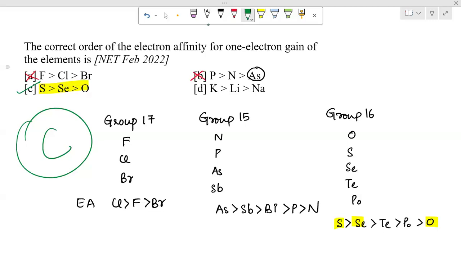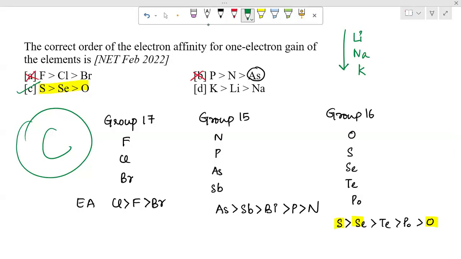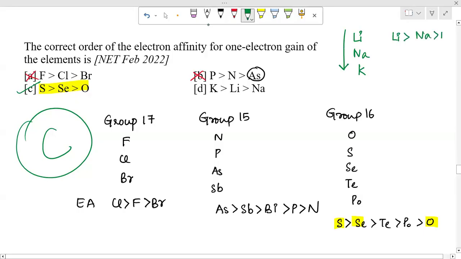Let's look at D also. Lithium, sodium, and potassium. Actually, this is just following the general trend. As you move down the group, electron affinity will decrease. So it's actually lithium, which is the highest, then sodium, and then potassium. That is wrong. So option C is the correct answer.